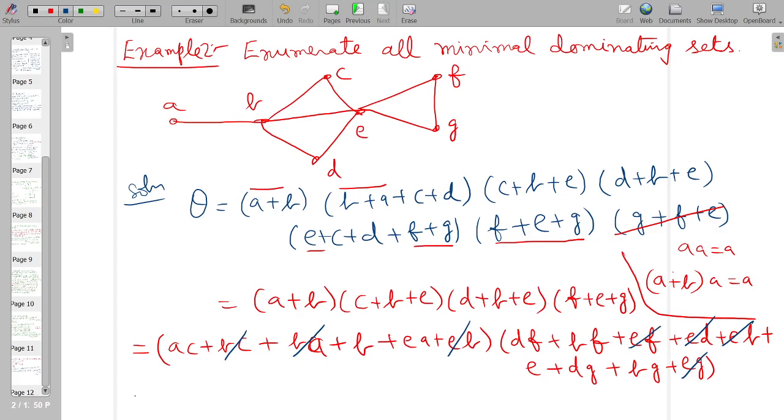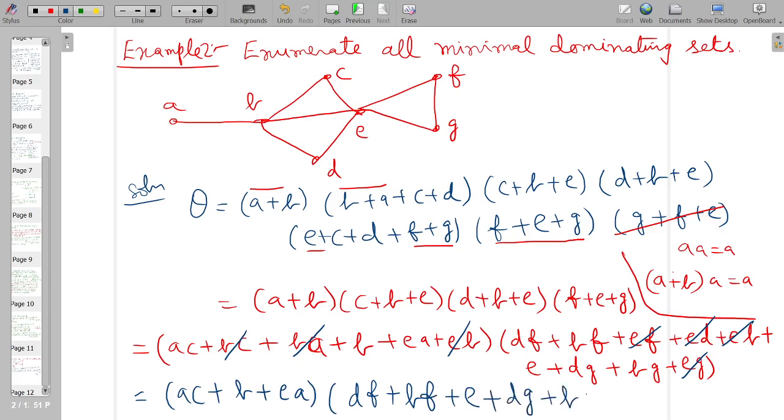So this gets reduced to the terms AC plus B plus EA, and here I get DF plus BF plus E plus DG plus BG. Okay, so now I get a term like this.